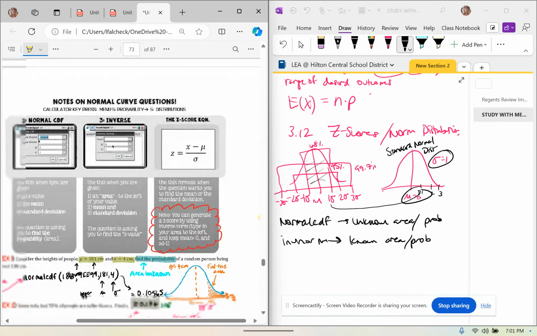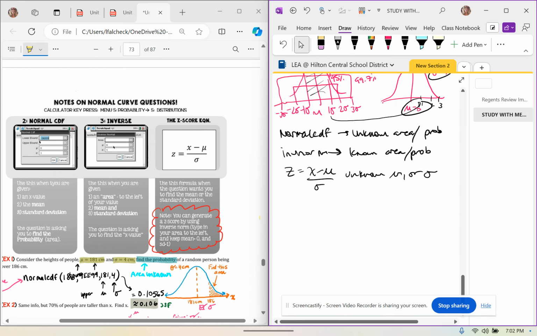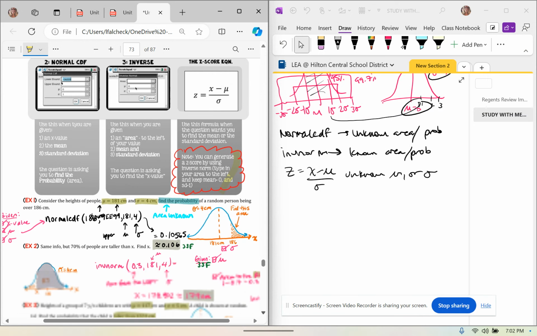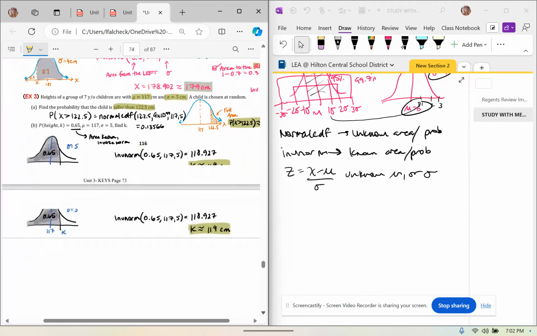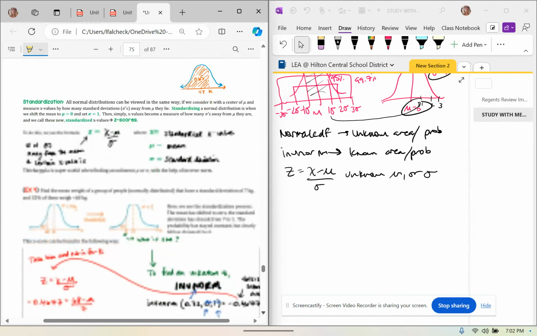So when do we use z-scores? We use z-scores when we have an unknown mean or standard deviation. Unknown mean or standard deviation, okay? And that's when we need to use a z-score to get something on the left-hand side so we can solve for an unknown variable. So you can look at that. Remember those keystrokes on your calculator. And then let's look at some problems, okay?